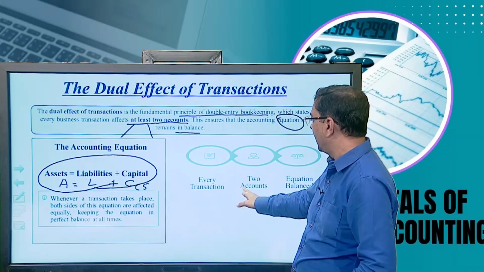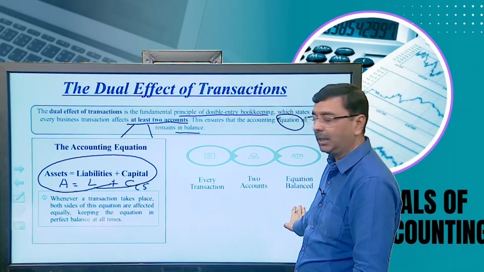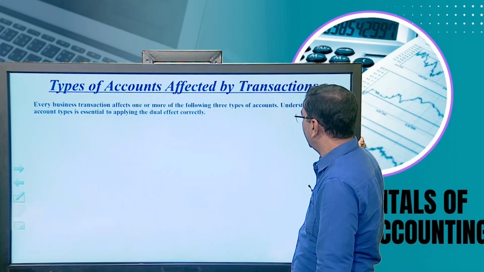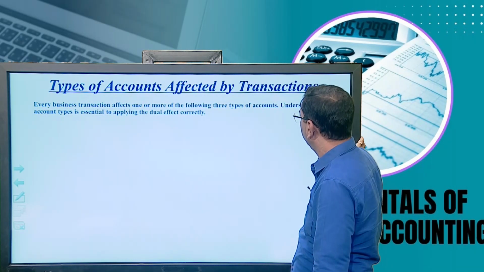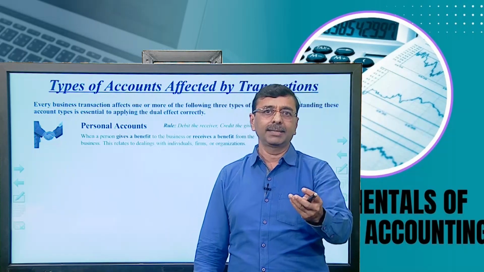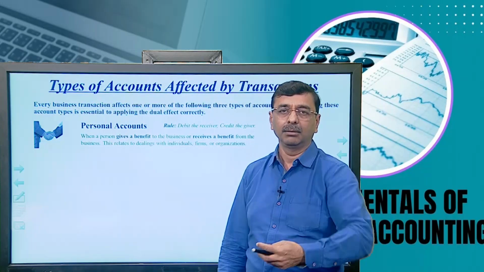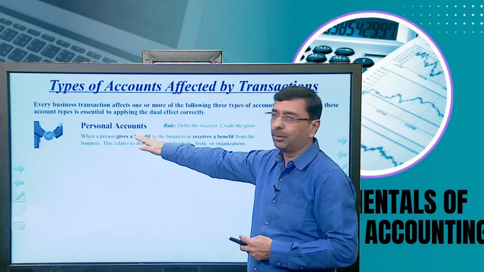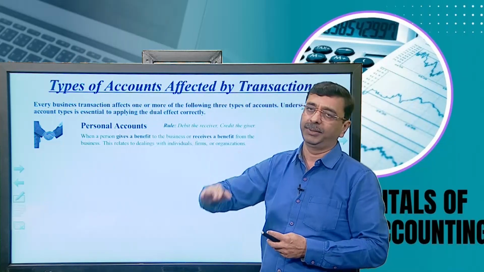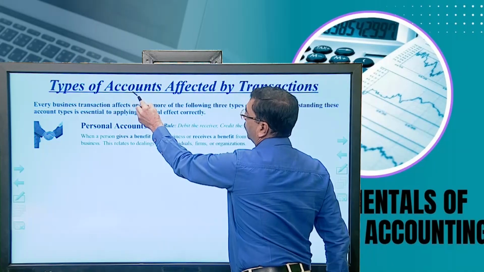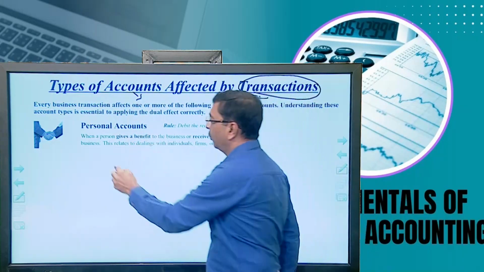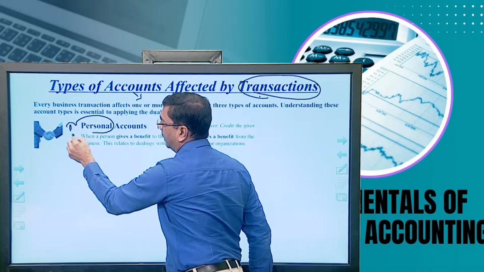Every transaction has two accounts and the equation is balanced. That is what we already discussed. Now, types of accounts affected by transactions. That was already discussed in the previous chapter, but I'll revise it again. There are three accounts: the personal account, the real account and the nominal account. Which accounts are affected in the transactions? The personal account is number one.